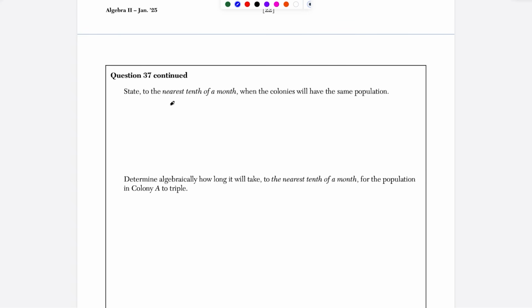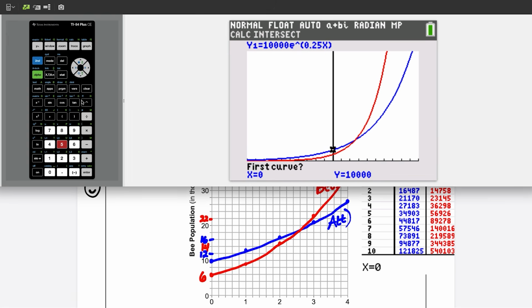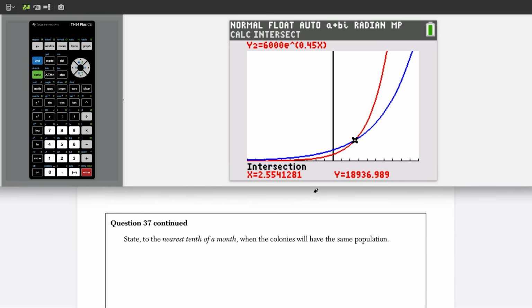So next, we're going to state to the nearest tenth of a month when the colonies will have the same population. So for this one, if we look at the graph, we're looking for the point of intersection. So we could press second trace number 5, and we could scroll over to the point of intersection like this and press enter 3 times. And they asked us to round to the nearest tenth of a month. So that would be 2.6 we would round to.